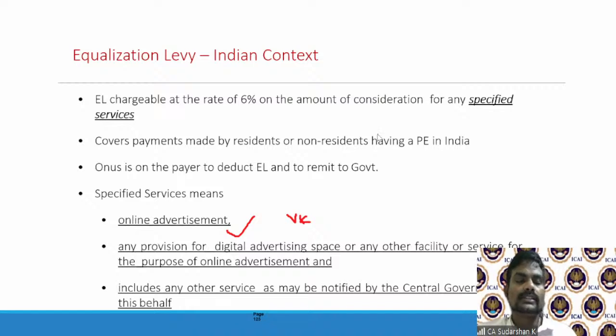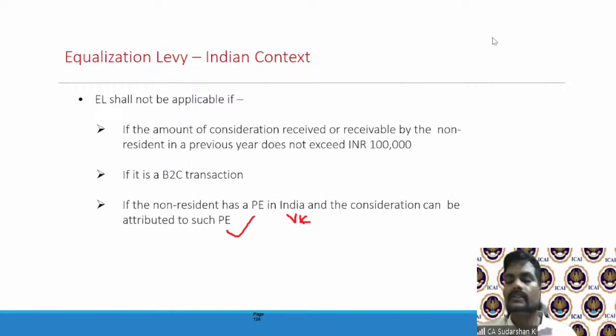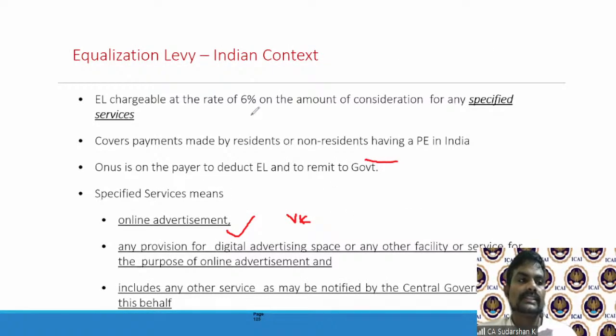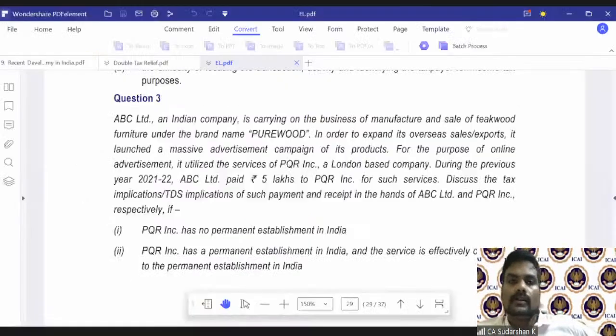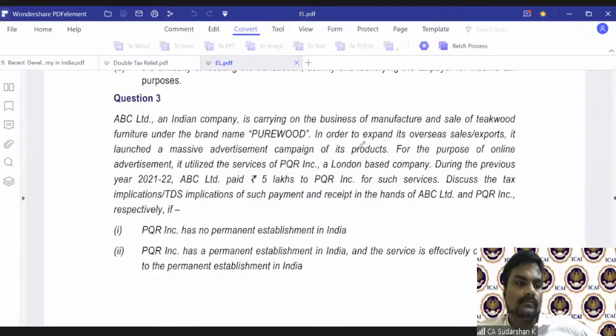So therefore, the charging provisions will attract. Section 165 will trigger. The next point is, is the amount less than 1 lakh? No. The amount is more than 1 lakh, which is 5 lakhs. So therefore, the equalization levy will be attracted at 6% on the amount of consideration. The amount of consideration is 5 lakhs. So on 5 lakhs, 6%, the Indian company has to deduct and make the balance payment to the UK company.